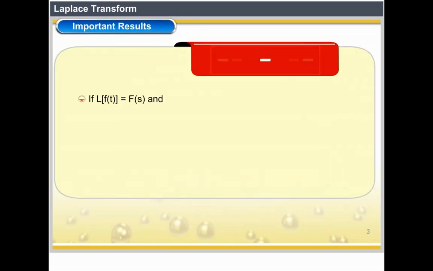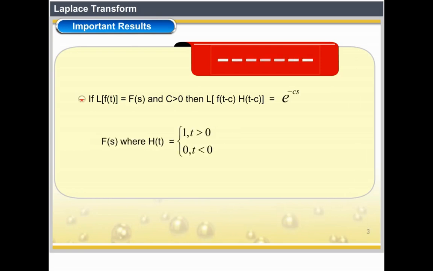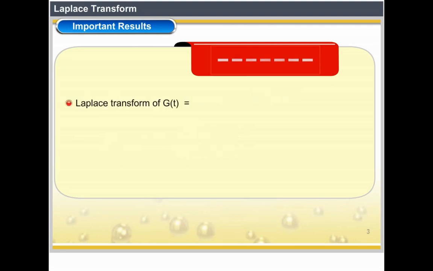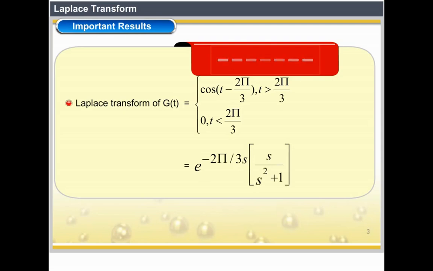If L of f(t) = F(s) and c greater than 0, then L of f(t − c) H(t − c) = e^(−cs) F(s), where H(t) = 1 for t greater than 0, 0 for t less than 0. Laplace transform of G(t) = cos(t − 2π/3) for t greater than 2π/3, 0 for t less than 2π/3, equal to e^(−2πs/3) · s/(s² + 1).